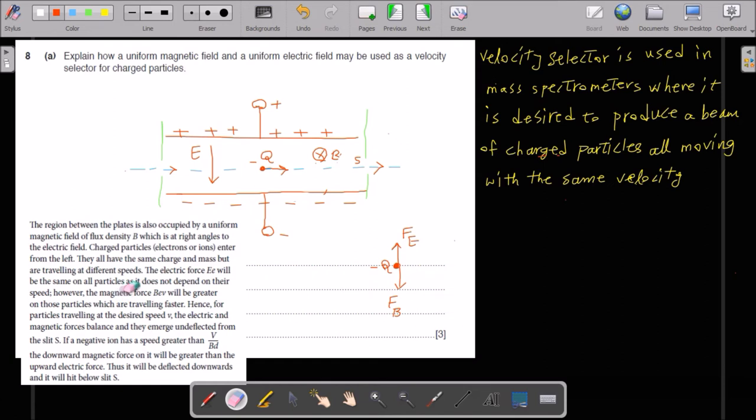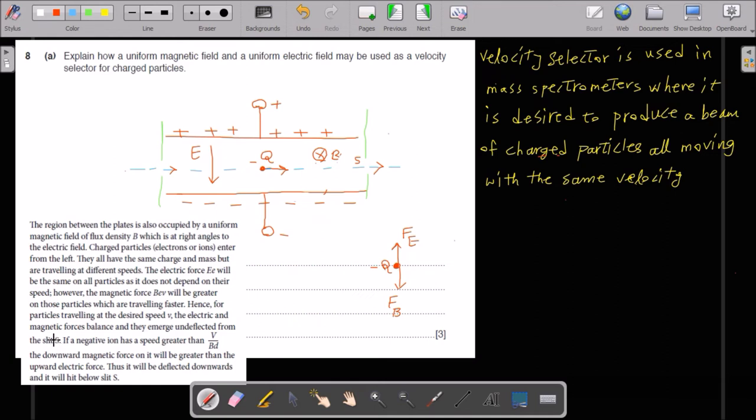will be greater on those particles which are traveling faster. Hence, for a particle traveling at the desired speed, the electric and magnetic forces balance and they emerge undeflected from the slit S. So you can see a slit S here. If a negative ion has a speed greater than E over B, the downward magnetic force on it will be greater than the upward electric force. Thus, it will be deflected downwards and it will hit below the slit S.